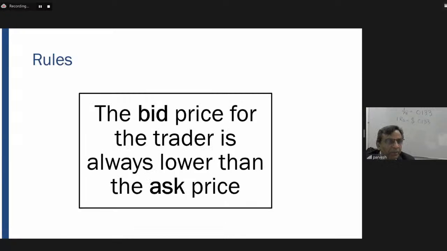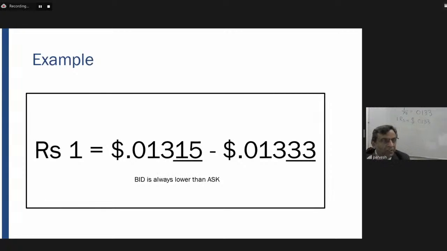So the bid price for the trader is always lower than the ask price. So we know that, we have been discussing that. So that means this will be the quote now. I have converted the quote from direct to indirect quote. Okay. So 1 rupee will become $0.01315 dash $0.01333. So now look at this again, the quote.